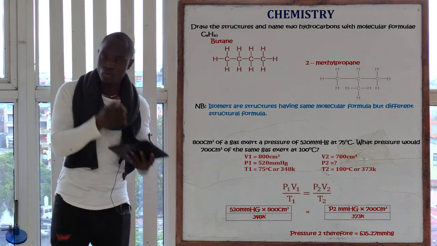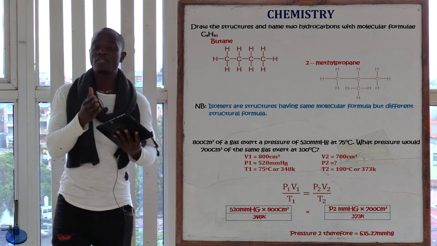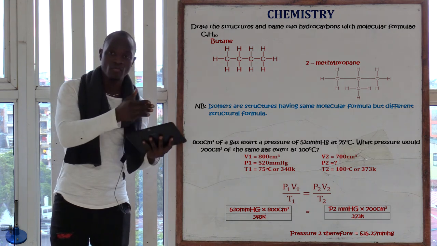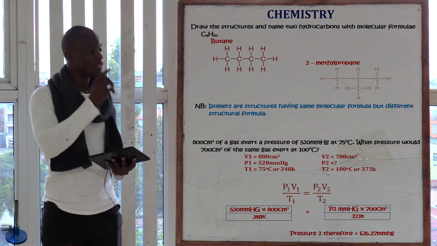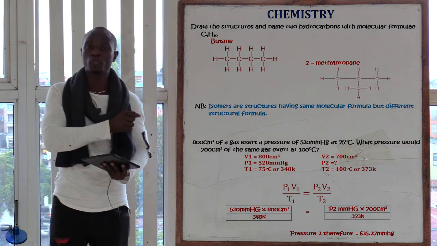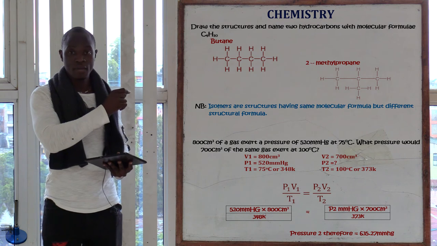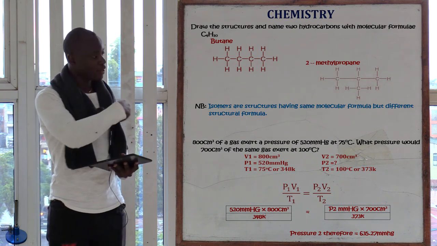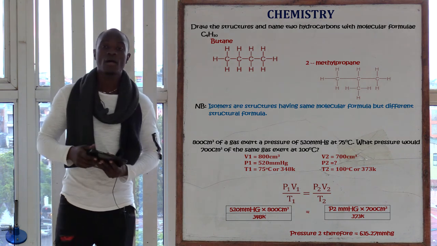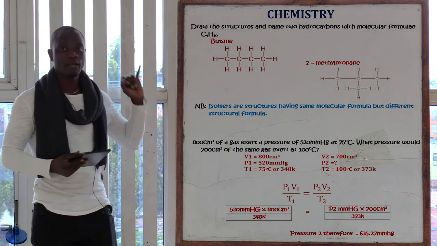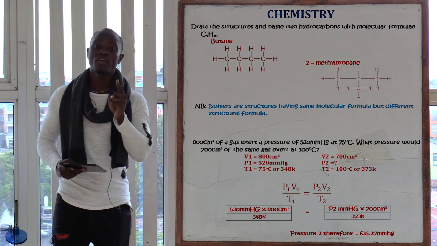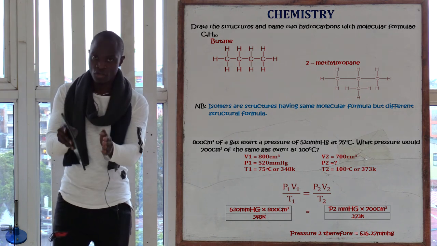Since you have removed one hydrogen, it now ceases to be methane. We have removed one hydrogen, so it becomes methyl. So that's why we are saying it is 2, appearing at carbon number 2, and then the branch name is methyl, and then the longest carbon chain is a propane. So that's why the name is 2-methylpropane.